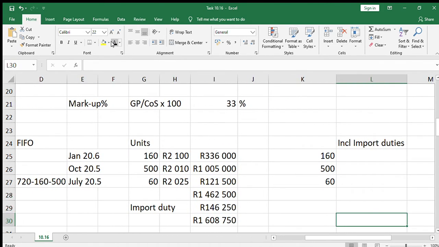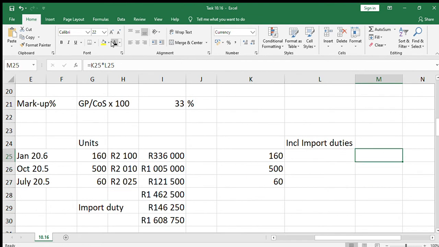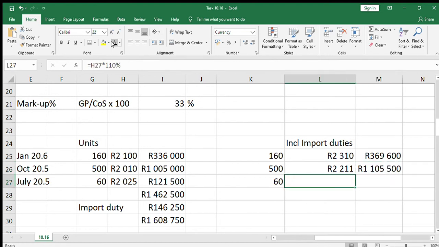A different way of doing the same calculation, but obviously getting the same answer, would be to include the import duty in each amount. So basically what would happen in January, 160 units, we would first add on 10% to the cost price of 2,100, which gives us 2,310. And that would give us 369,600. We would do the same thing for October, so add on 10% to 2,010. And then for July, we would add on 10% to 2,025.